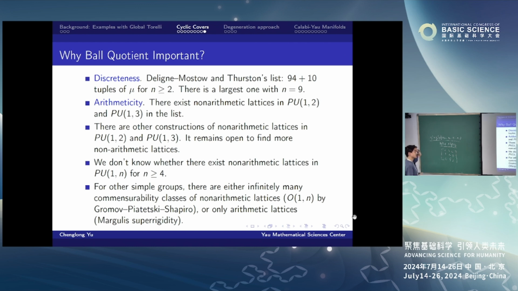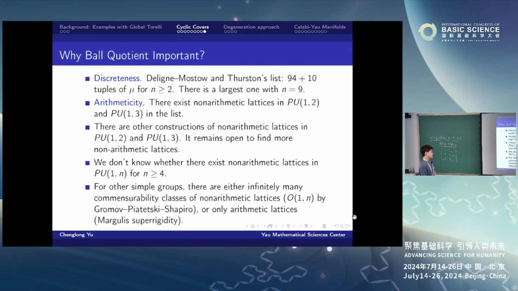So we don't know whether there exist non-arithmetic lattices acting on the complex hyperbolic ball of dimension greater or equal than 4, or whether there are infinitely many non-arithmetic lattices for each dimension n. So this is still open, and this is the last open case for simple groups. For all other simple groups, we either know some rigidity theorem, which says that there are only arithmetic lattices, by Margulis superrigidity, and also 2 other cases by Gromov, Shen, and Corlette.